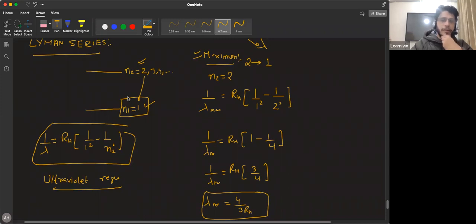So for each and every series, you just have to remember the value of N1, the spectrum in which it lies, and the condition for maximum and minimum wavelength. That's it.